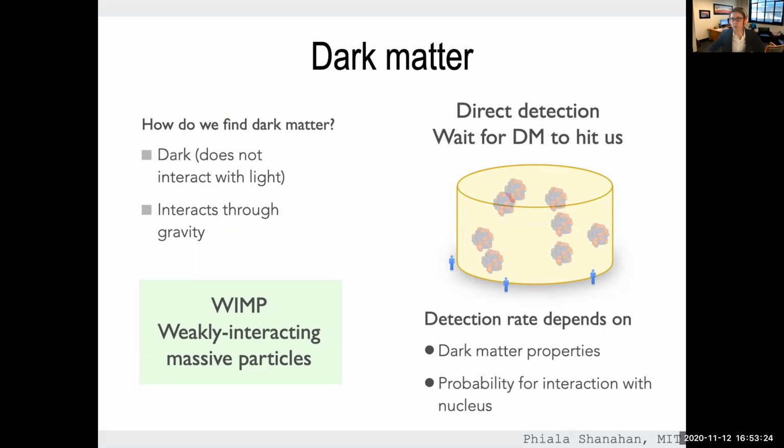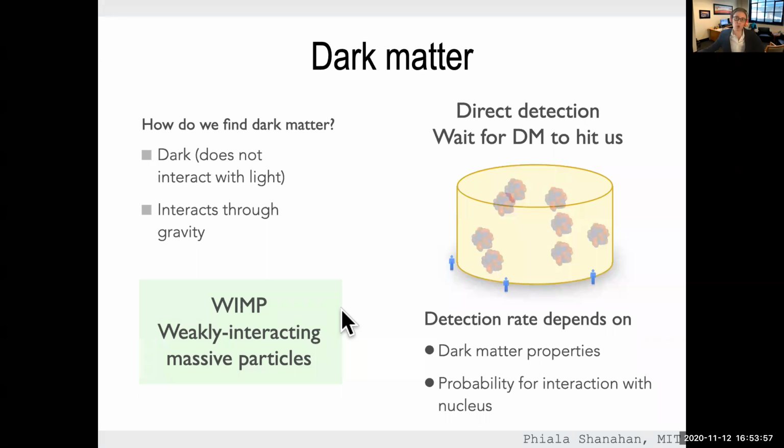And then we might think that if we have a detector deep underground, so it's isolated from everything else, we might be able to see direct interactions of dark matter with our terrestrial detectors. So this is the dark matter direct detection program, looking for, say, weakly interacting massive particles, for example. And then the detection rate, of course, depends on the properties of the dark matter, which is what we're trying to constrain, and also the probability that the dark matter interacts with the nucleus.